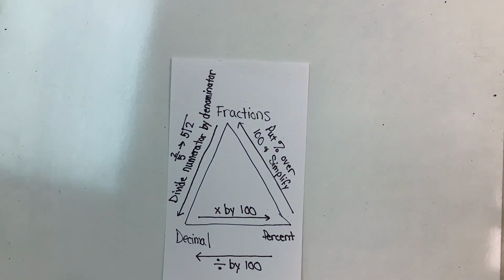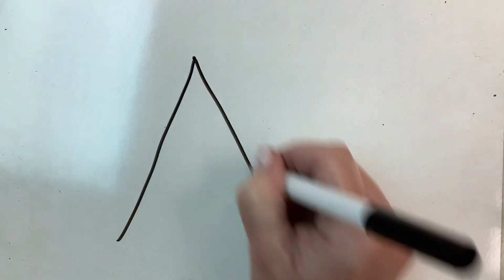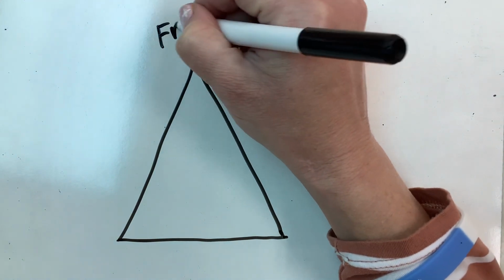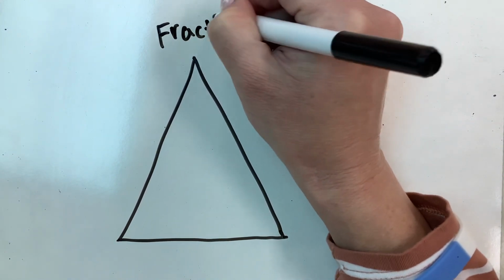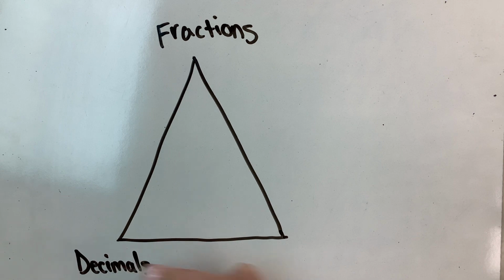Now, in class, we created this little cheat sheet that can be used on the quiz and test, as long as students can find it. It is just to help us remember how these move around. So we're going to look at that right now and look at some problems to help us practice. So here's our triangle. At the top we have fractions, and then we have decimals and percents.